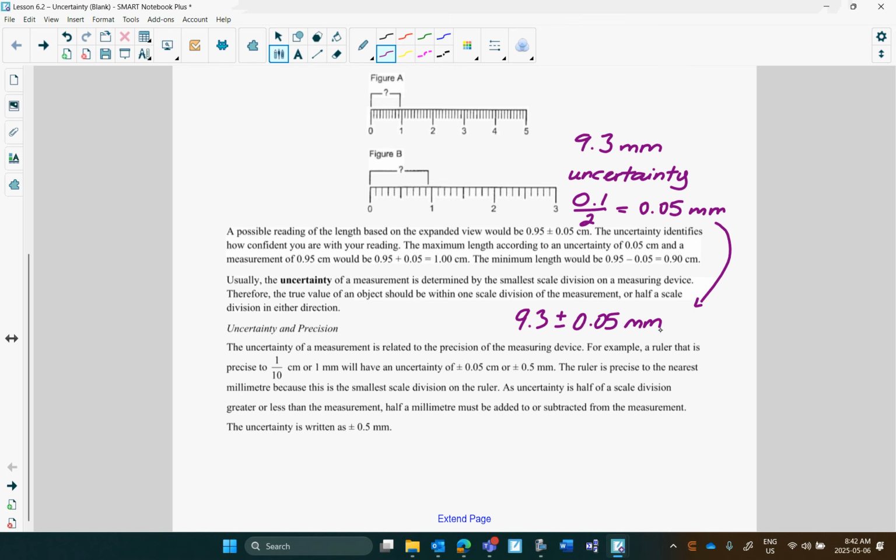Notice here I did it in the paragraph, it says it in centimeters, but I did it in millimeters because it's a little bit easier to see. So what that means is, yes, we're measuring to the nearest tenth of a millimeter, but the actual measurement could be 0.05 a little bit above, or a little bit below that. So that's really the biggest part of this lesson, is how to calculate uncertainty. You take whatever it's precise to, divide by 2, and then that's your plus minus.